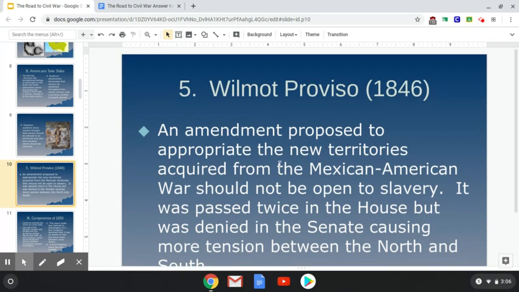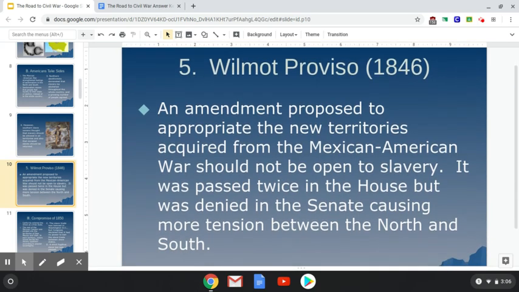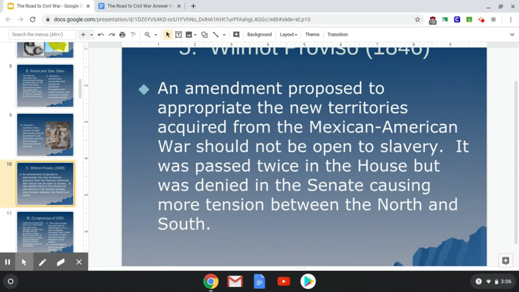Wilmot Proviso in 1846. This was an amendment proposed to appropriate, and by appropriate I mean give to the new territories acquired from the Mexican American War, that says that these territories should not be open to slavery. It was passed twice in the House, but was denied in the Senate, causing more tension between the North and South because this balance was tilting one side or the other. It was no longer finding a clear balance, so this was causing big tension between North and South, which eventually will lead to what is known as the Civil War.